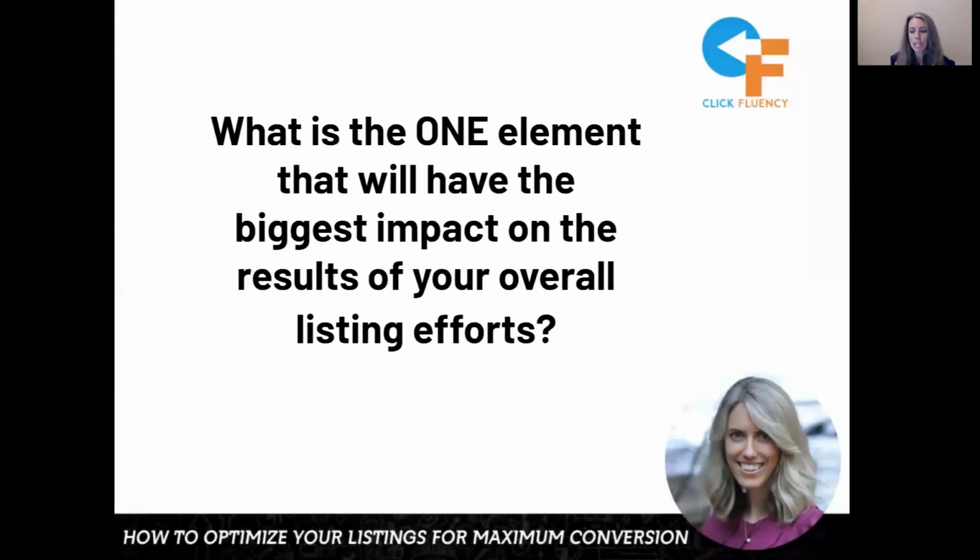Okay, so I want you to think, because I want this to be a little bit reflective, about what is one element that will have the biggest impact on the results of your overall listing efforts. So if you have a pen and paper, and I hope that you do, and that you've been taking down notes if you're able to, write down what you think that one element that can have the biggest impact on those overall listing efforts. So we've talked about a lot of different things. I'm going to give you just about 30 seconds to think through what is that one element that you can do that will have a huge impact.